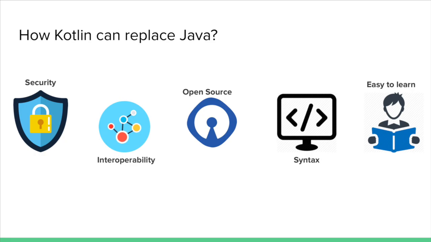Kotlin syntax is more compact than Java's. And finally, Kotlin is easy to learn because Java and Kotlin have similar syntax and similar language. However, they are slightly different. So it is easy for those who have already learned Java to transfer to Kotlin, and for those who want to learn about Kotlin, since it is open source, it is easy for them to learn about it.